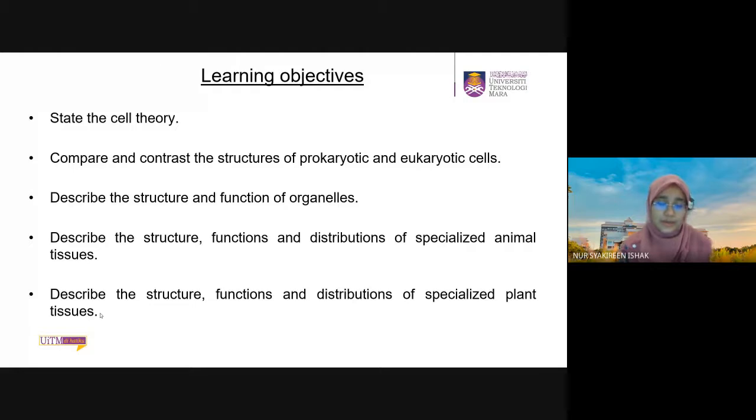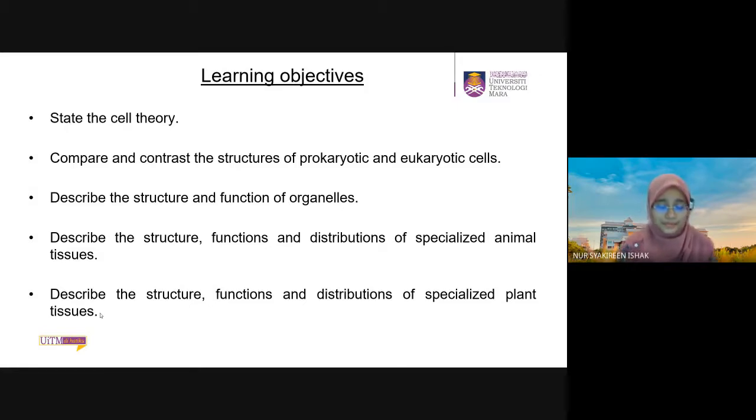And then you also have to know the difference between prokaryotes and eukaryotes, okay? Prokaryotes are simple organisms where they do not have any membrane-bound organelles. As for eukaryotes, they are more complex organisms. They can be unicellular or multicellular, and all eukaryotes will have membrane-bound organelles, especially the nucleus, okay? Describe the structure and function of organelles, tadilah yang I've mentioned.